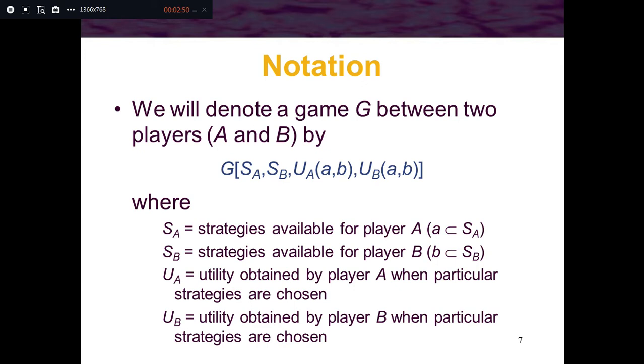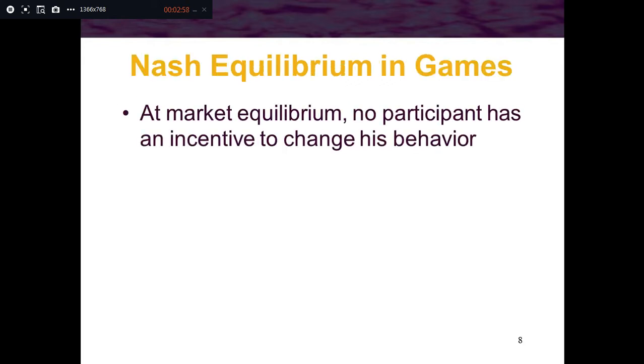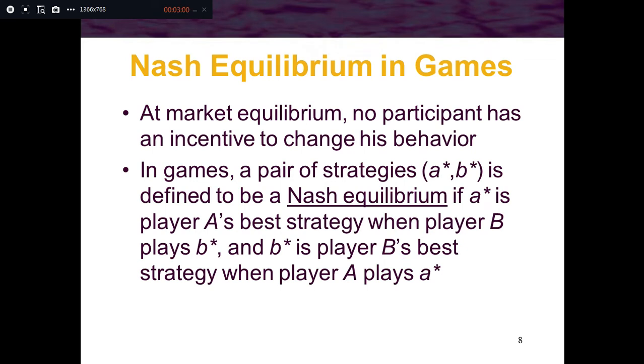So based on this, we develop the game equation. So in the game theory there is a Nash equilibrium, or equilibrium point. That equilibrium point is called Nash equilibrium. So at the market equilibrium, no participant has an incentive to change his behavior.